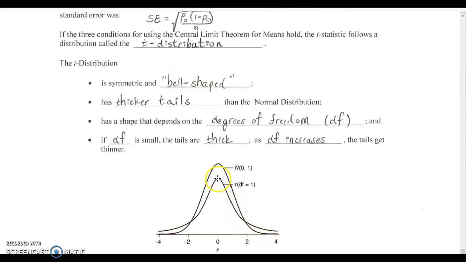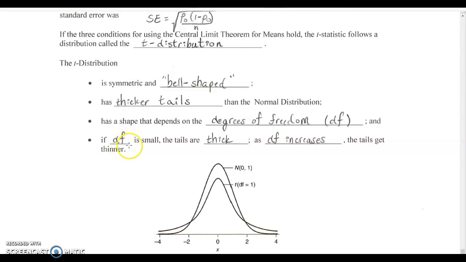However, with the t-distribution, it's a little more spread out. The tails are thicker, so there's going to be more area out in the tails. This has a shape that depends on what we're going to call the degrees of freedom, and I'll explain that much more later. This one right here, I'm given just a degree of freedom of 1, but you'll understand the degrees of freedom in the next chapter. I just want you to know that the shape will depend on something we're calling degrees of freedom.